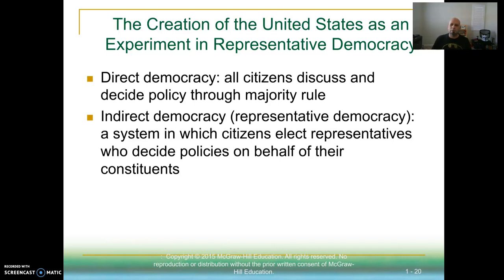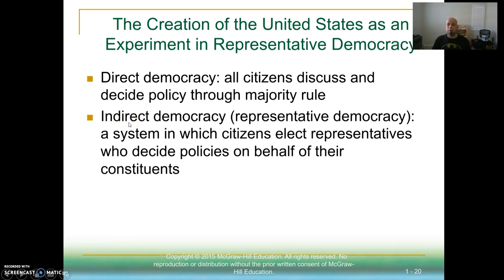Then we have indirect democracy. That's a system in which citizens elect representatives who decide policies on behalf of their constituents, and constituents is the people they represent. So this is really what we live in America today, an indirect democracy. If you look at poli-sci books, they will say that the United States is a representative democracy, which means we vote for the people that make laws for us. And this is how it happens.